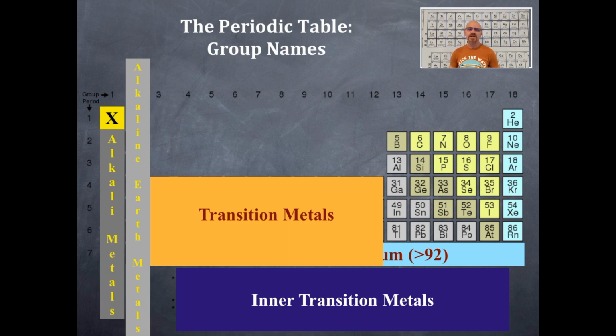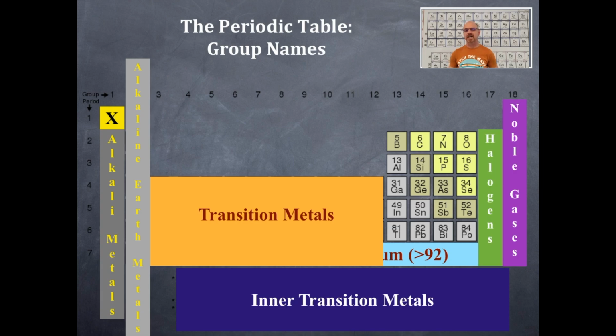Then, just a little bit more here. These are the noble gases, which is group 18. The far right-hand side of the periodic table, the noble gases. And then the next column to the left of the noble gases are called the halogens. Halogens. Okay, there are more groups on the periodic table, but if you know just those, you'll be in good shape.